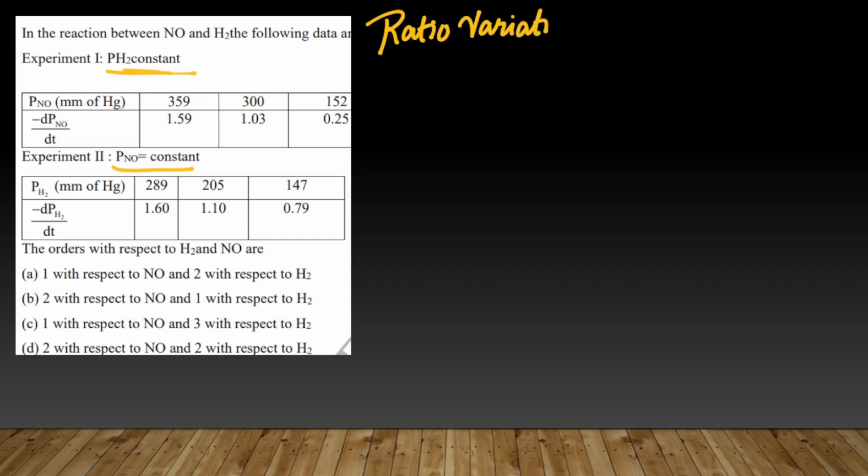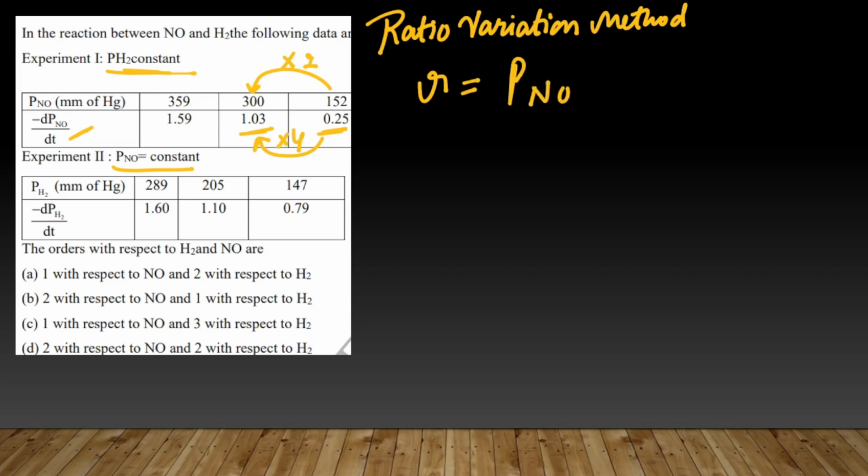Ratio variation method. Right. So here from the first experiment, the value of the pressure is given to us, and the rates have been given to us. If you take this data, which is 0.25 and 1, you can see the rate becomes approximately 4 times when the pressure is approximately 2 times. So how do we write the rate? It depends upon the pressure of the NO raised to the power of alpha, and the pressure of the hydrogen raised to the power of beta. This alpha and beta we have to find out.